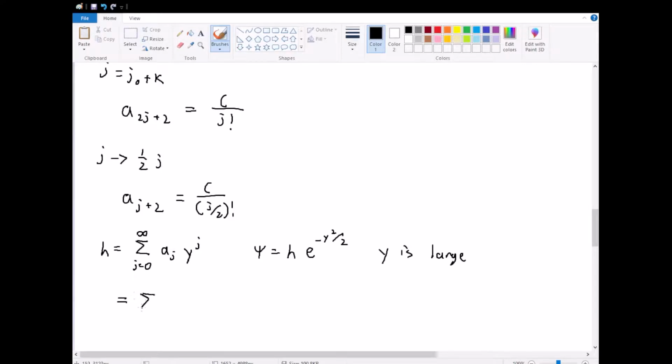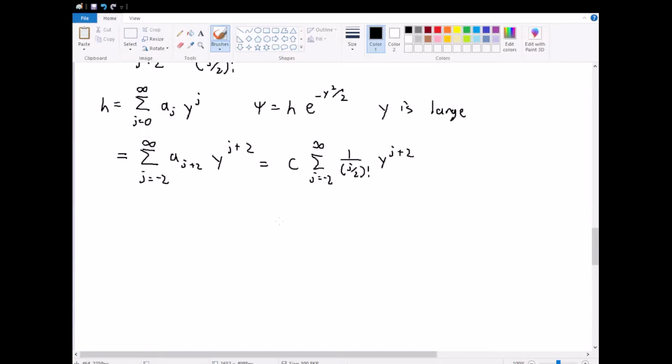So let's do that. Let's switch j to j plus 2. So this becomes the summation from j equals negative 2 to infinity of a sub j plus 2, y to the power of j plus 2. And then from here, this is going to be equal to the constant c times our summation from j equals negative 2 to infinity of 1 over j half factorial times y to the power of j plus 2. And then from here, we're going to do yet another index change, and we're going to switch back to j equals 2j. So if we do that, then h is going to equal c times a summation.